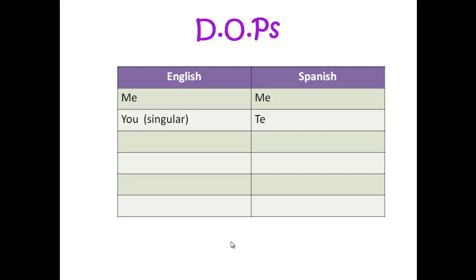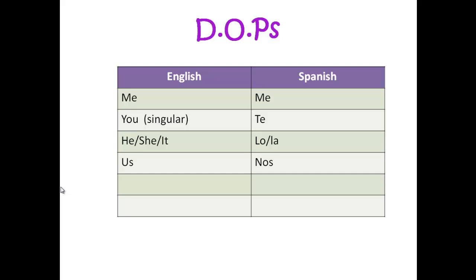You, singular. In English, we don't distinguish between the singular and plural forms of you, but in Spanish we do, and in Spanish the singular is te. He, she, or it is lo or la. We will talk about that in a minute. Don't worry, it'll all be explained. We have lo for masculine, he or it, and la for feminine, she or it.